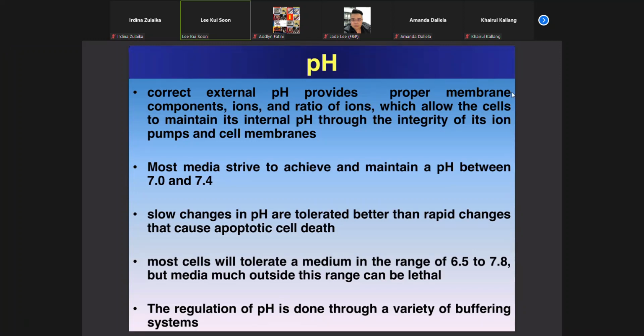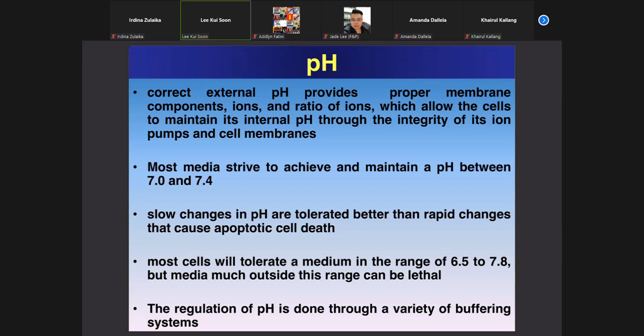Slow changes in pH are tolerated better than rapid changes that will cause the cell apoptosis. So for rapid changes, of course, for example from pH 7 suddenly dropping to pH 4 or 3, this is worse compared to going from 7 to 6.7, 6.5, 6.3. So the slow changes can actually be tolerated more. Okay, but if it is rapid changes, it will lead to cell apoptosis.